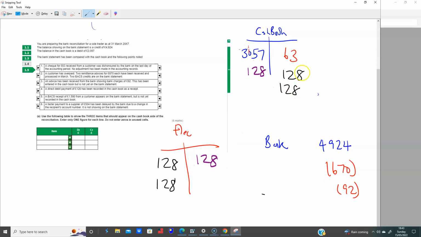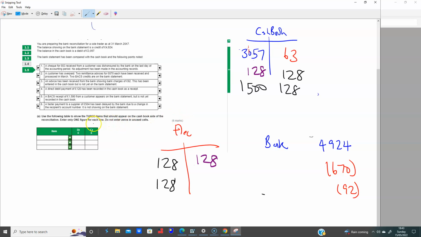This first one just clears out the old journal, and then the next one deals with that. Okay, then it says a bank receipt of 1,500. You've received 1,500. It's showing in the bank very nicely, but not yet in the cash book. So let's, if you like, recognize that in the cash book.